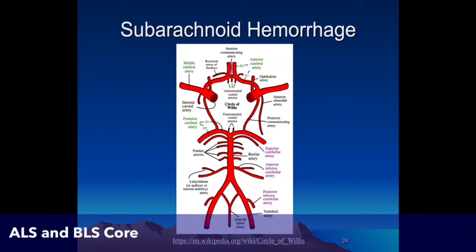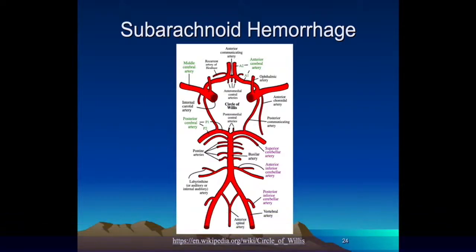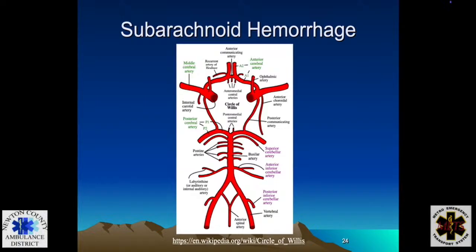80% of the subarachnoid hemorrhages that we see are non-traumatic. They're just things that happen. Patients can have an AV malformation that starts bleeding, or the saccular aneurysms. But the remaining 20% are related to trauma.